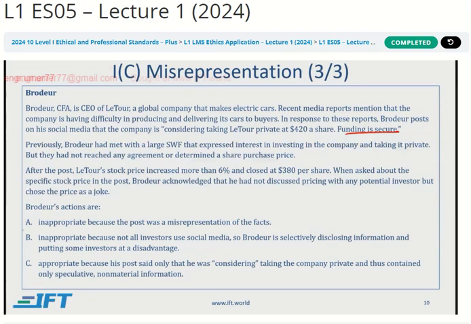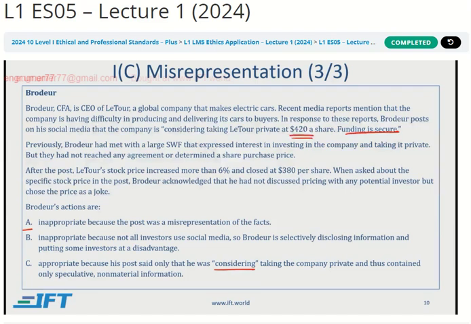Bordeaux's actions are A. Inappropriate because the post was a misrepresentation of the facts. B. Inappropriate because not all investors use social media. So Bordeaux is selectively disclosing information and putting some investors at a disadvantage. And C. Appropriate because his post said only that he was considering taking the company private and thus contained only speculative, non-material information.